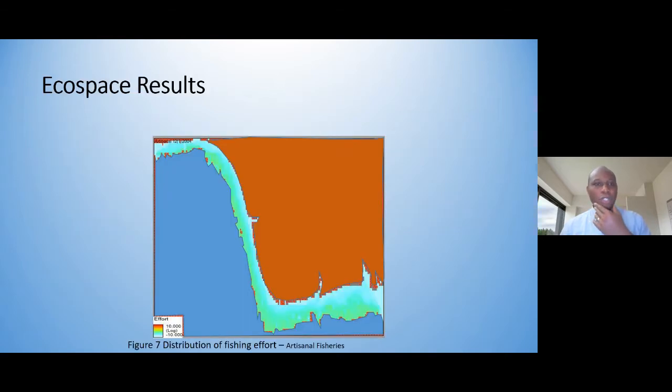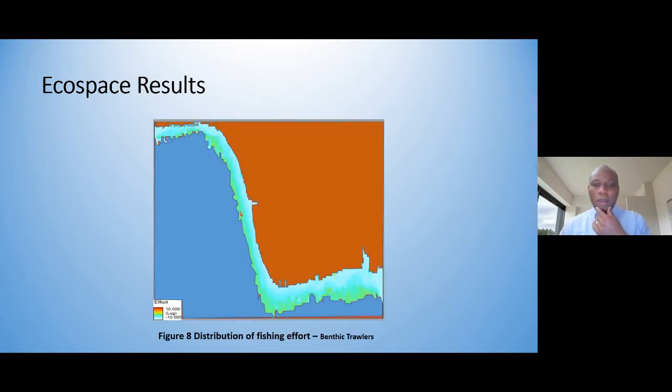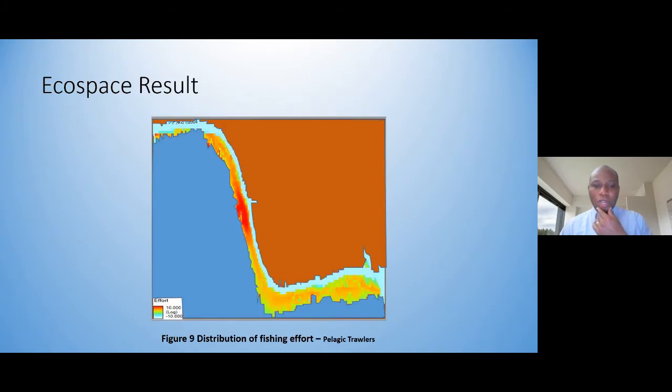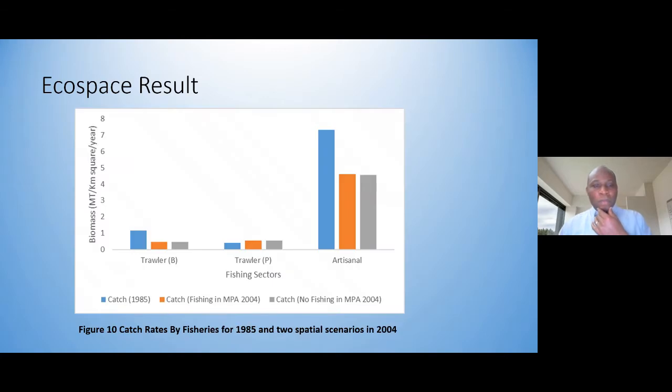And so these are my Ecospace results for artisanal fisheries. That's just the distribution of fishing effort. Distribution of fishing effort for benthic trawlers, and distribution of fishing effort for pelagic trawlers.